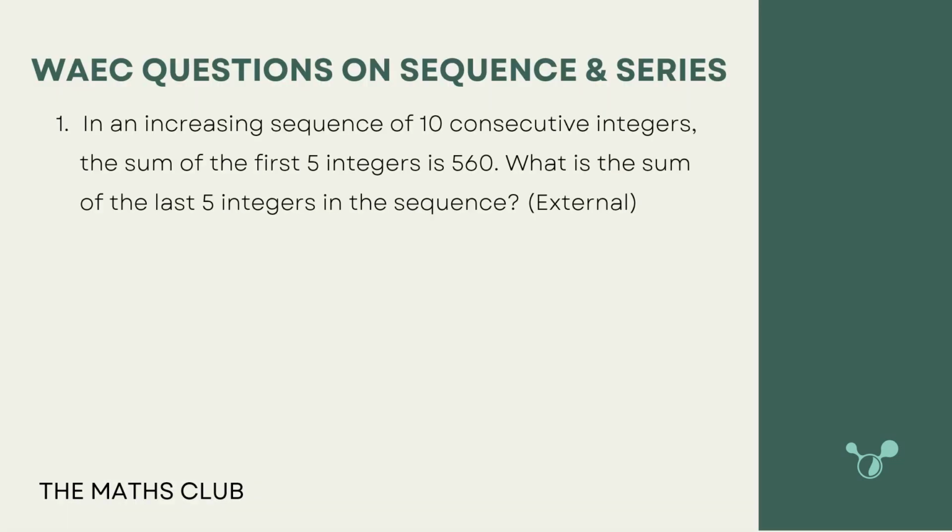So this first question is actually not a WAEC question. It's a question I saw somewhere that I felt to be very helpful and would help us understand things that are going on in sequence and series. It says that in an increasing sequence of 10 consecutive integers, the sum of the first 5 integers is 560. What is the sum of the last 5 integers in the sequence?